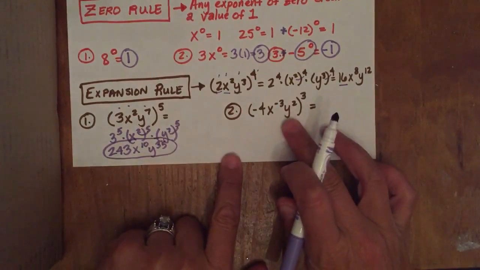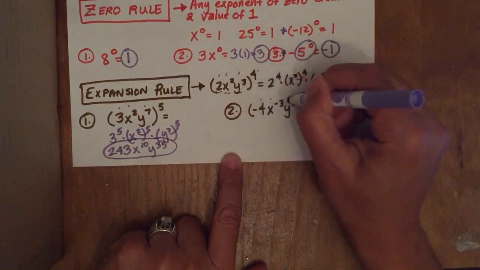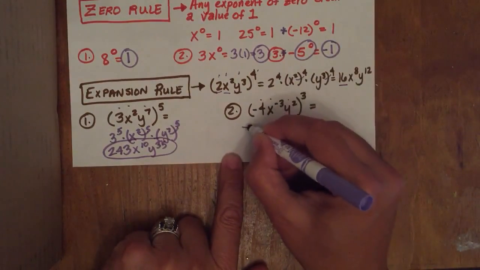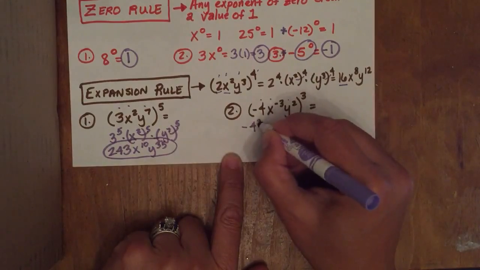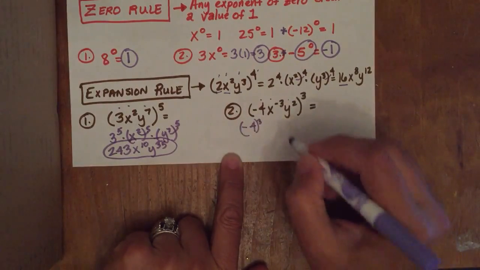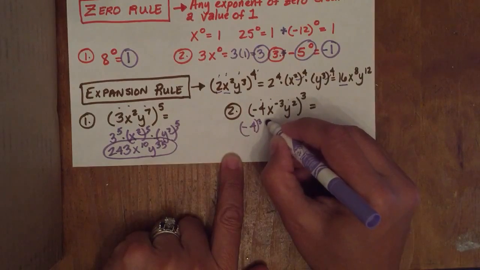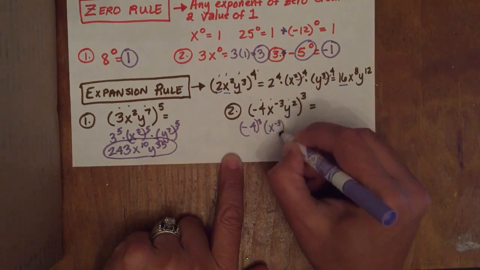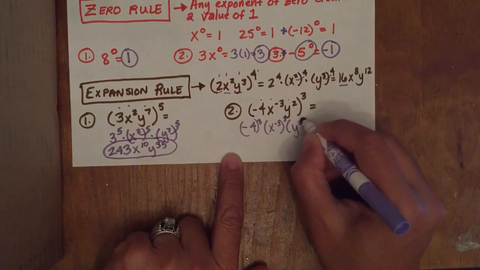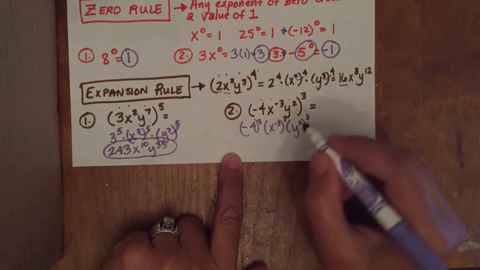So let's look at this example here. Same thing. All terms are multiplied. All are raised to that power. So I've got -4 to the third. And remember, put your parentheses, times x to the -3rd to the third times y squared to the third. So let's do some powers.